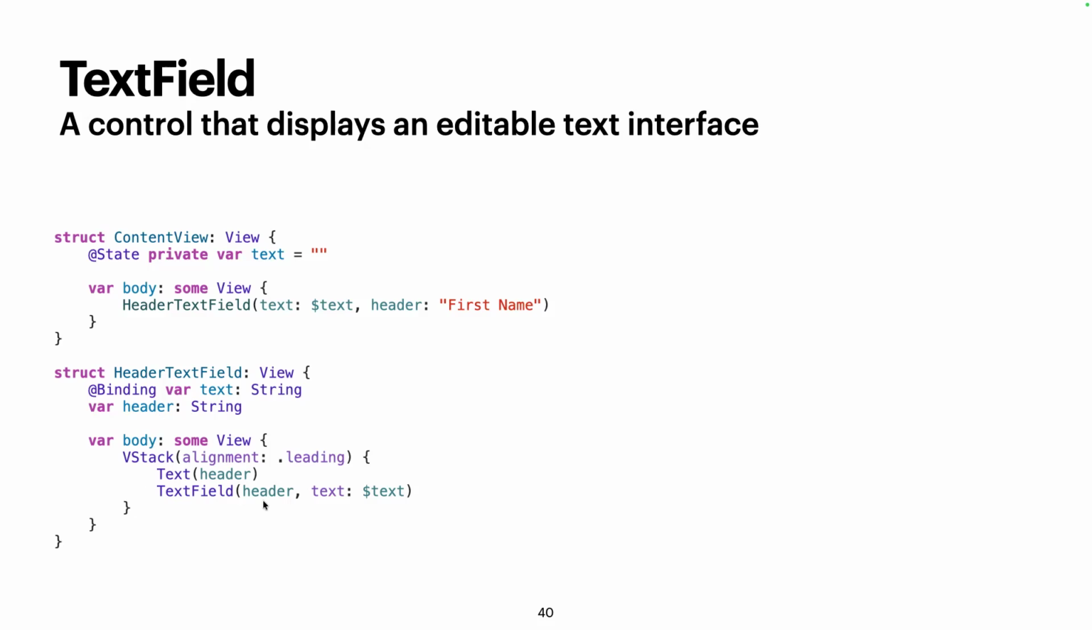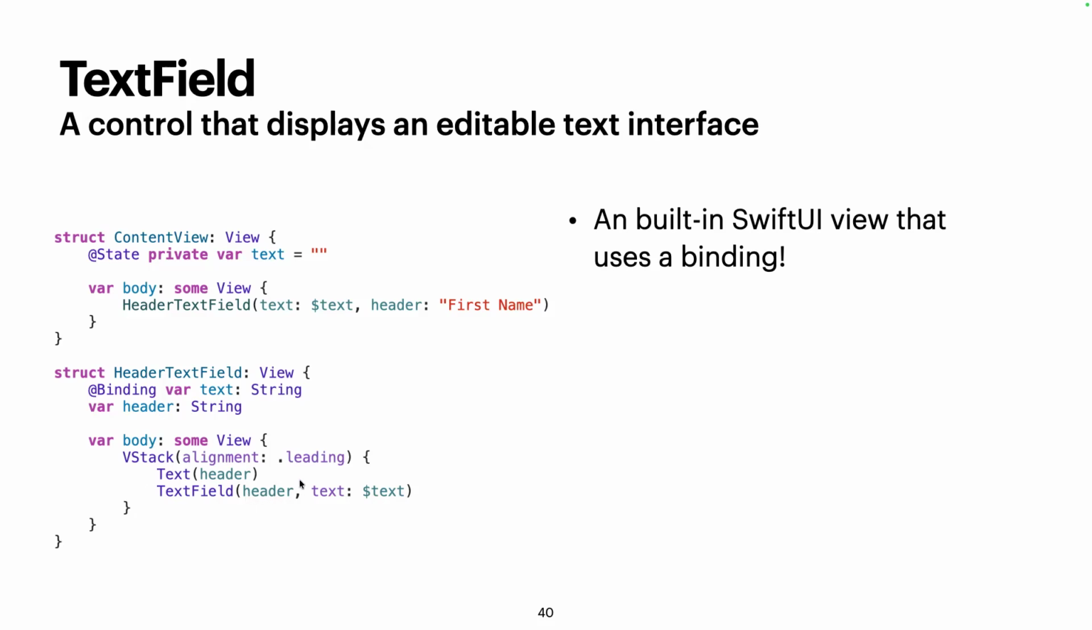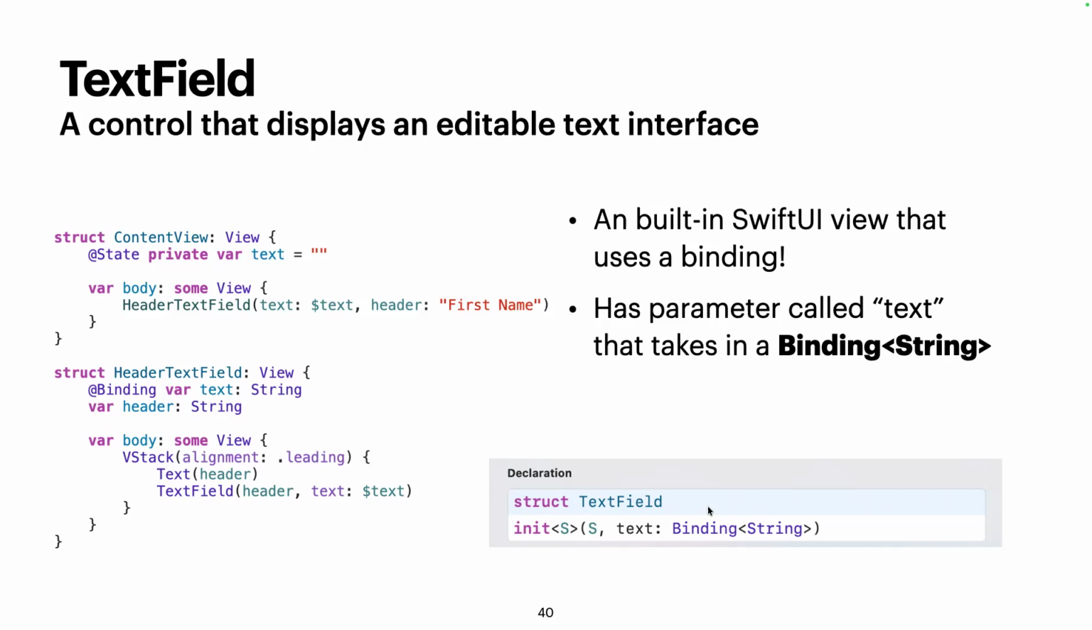Now, the TextField API requires a binding here. So it requires, for example, a placeholder, and it also requires a binding to the text field. So if you look at the declaration of a TextField, it requires a parameter called text, and you give it a binding String. So how does this all work together, right? So our source of truth, where is it? When the user types in a text field, we want to capture that data, right? Where does that data actually live? It lives right here in ContentView. That's the source of truth.